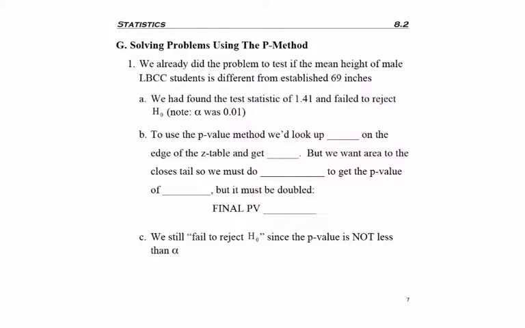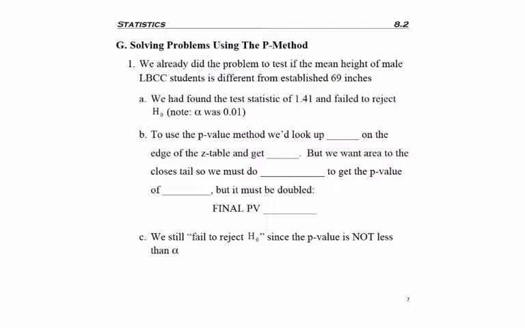So now we'll go ahead and solve some problems using the p-value method to determine our conclusion. Now in part 2, in video 8.2, part 2, we had already solved the problem where we were testing if the mean height of male LBCC students is different from 69 inches. In part 2, we found a test statistic of 1.41 and we failed to reject H0 based on our critical value. We used alpha of 0.01 to find that critical value.